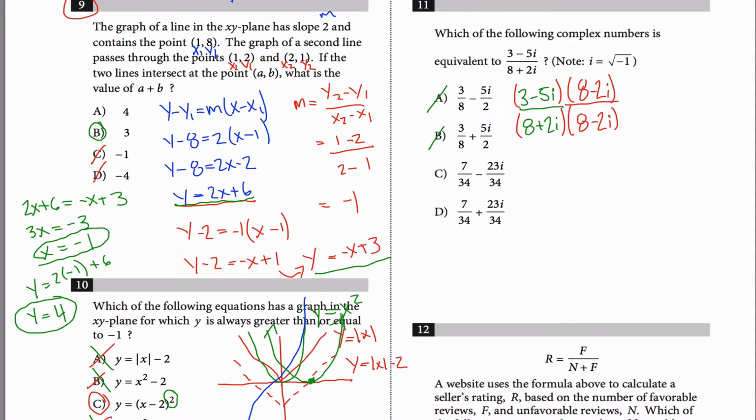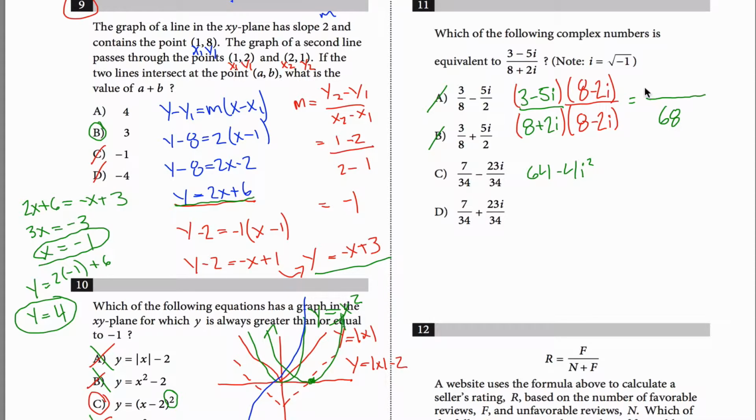When you multiply complex numbers by their conjugate, a nice thing happens. You get a real number. What I'm saying is 8 times 8 is 64, and 8 times negative 2i and 8 times positive 2i are going to cancel each other out. That's not a coincidence. That's always going to happen. Then the 2i times minus 2i gives me minus 4i squared, but i squared equals negative 1, so this is really plus 4. What I'm getting at is my denominator is 64 plus 4, aka 68.